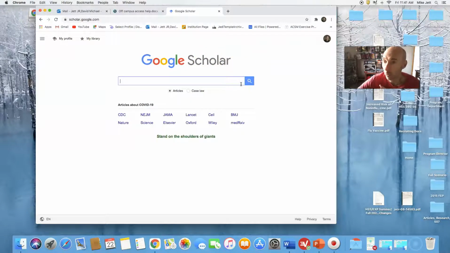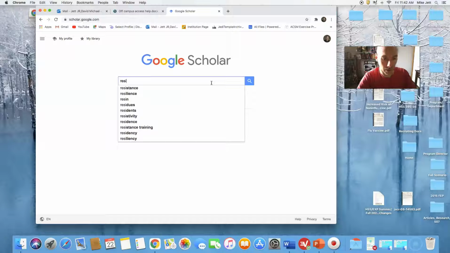So this will bring up good research. You know, I told you I don't want you to do a basic internet search, because you might not get a scholarly article. However, if you use the Google Scholar option, which I'm showing you now, you will get scholarly articles. Okay, so let's just pick a topic. Let's just say that I'm interested in resistance training, for my article. So I'm going to type that in.